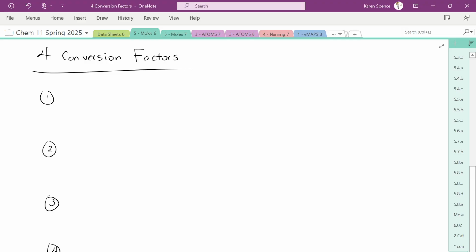Ms. Wu was giving out stickers for homework in her Chem 11 class this morning. You know how many stickers she gave out? 3. That's really sad. There were 7 people late because it was first period and only 3 stickers.